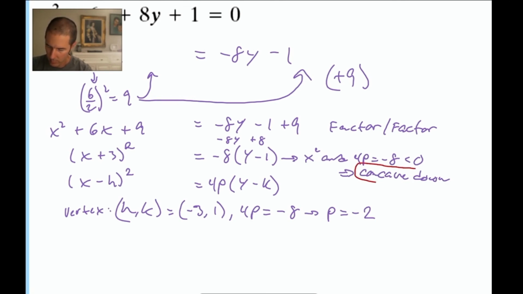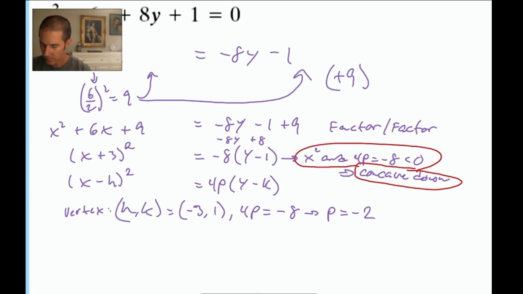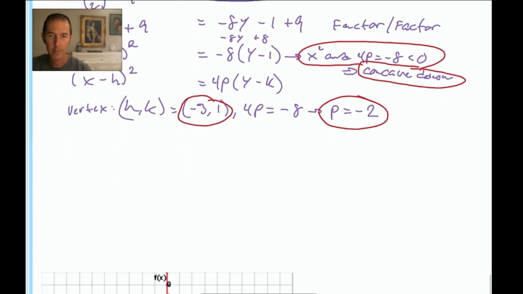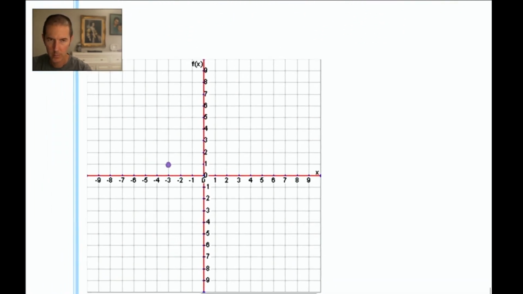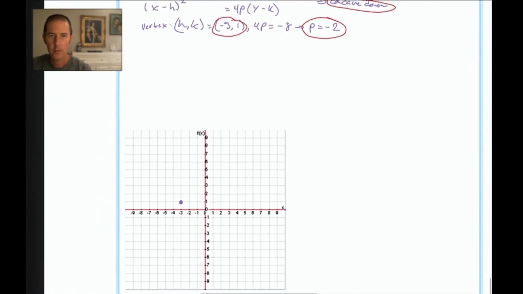So therefore, concave down. This deductive process is important. Surely the coordinates of the vertex are important, and having a p-value or the absolute value of a p-value, those are the ingredients that we need in order to draw our graph. So we're concave down at -3, 1. I need that information on the screen still. That is sufficient.